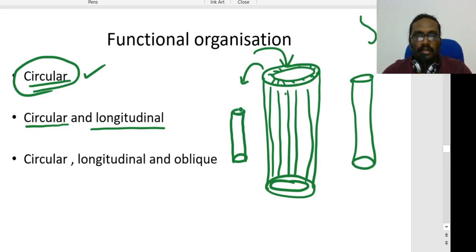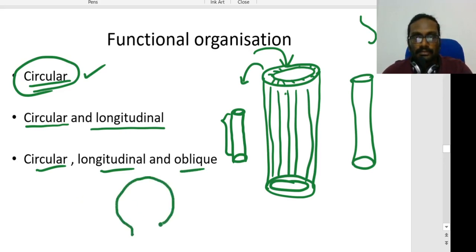Narrowing and shortening, both of these occur. We can also find places where the same smooth muscles are arranged in a circular manner, longitudinal manner and in an oblique manner. A perfect example would be that of the urinary bladder. The urinary bladder would be like this, right? It is a bladder like this, where urine will be collected here. We need to void it out to go out.